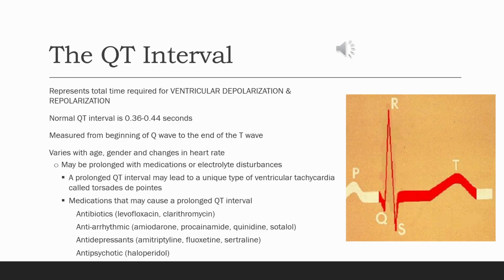So let's talk about our clinical implications for the nurse with our QT interval. So we want to monitor the QT interval in our patients who are taking some of the medications that are known to prolong it. We need to be aware of electrolyte disturbances that could increase the risk of torsades de pointes. If a prolonged QT interval is detected, then we need to report it to the provider to prevent any potential arrhythmias.